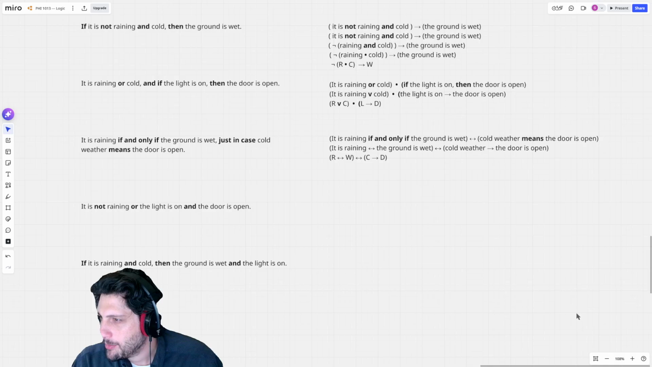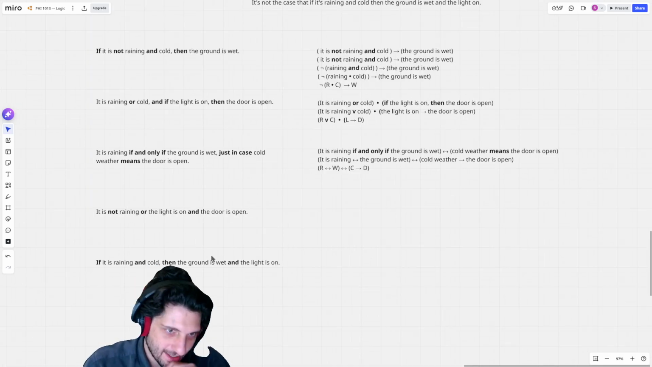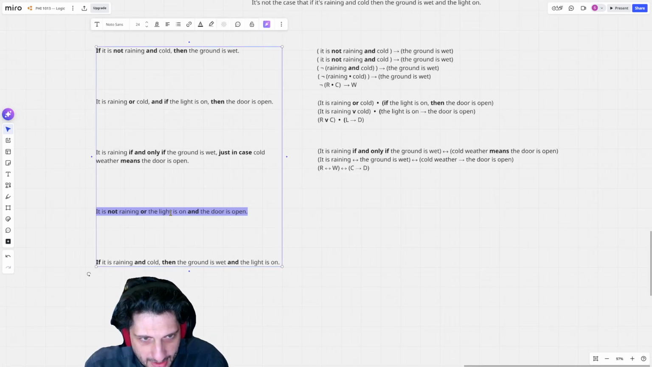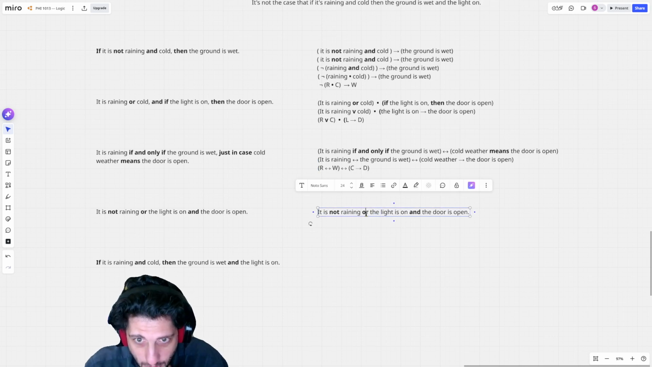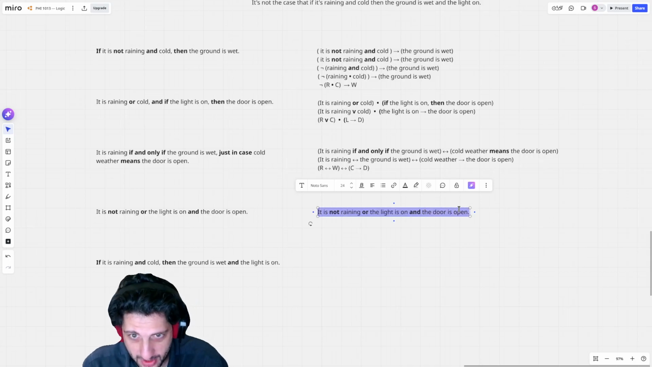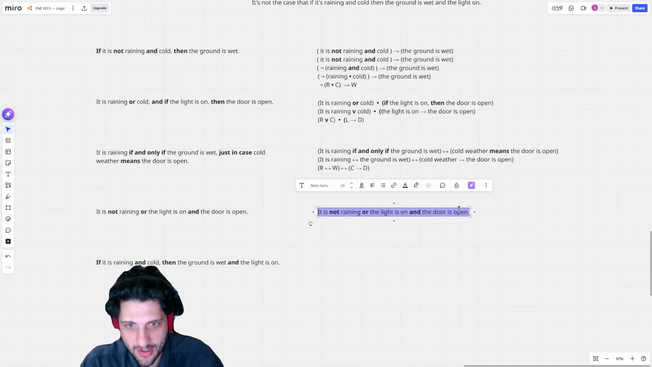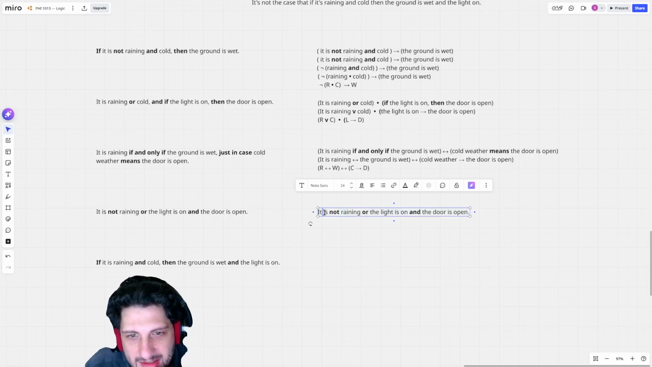Okay, making time. Let's try to finish up these last couple examples. So, it's not raining or the light is on and the door is open. This is a case where our exercise doesn't give us a lot to go on in terms of those commas. So again, this is exactly what we're trying to avoid. I will try to avoid ever giving you exercises that are so clearly ambiguous like this one, but let's see what we can do here. We have, it's not raining or the light is on and the door is open.